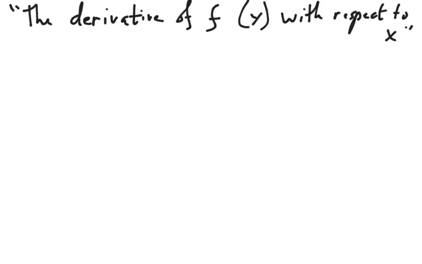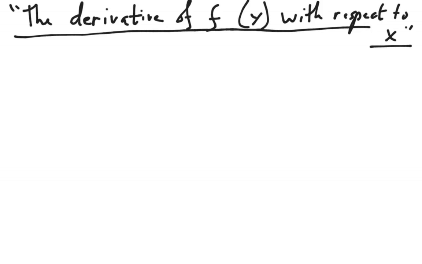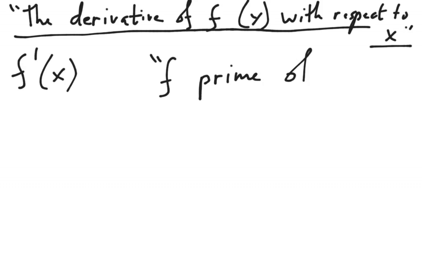The following will be all mathematical acceptable ways to say the following sentence. The derivative of f, or y, with respect to x. Here they are. That's the one we saw before. Here's how we say it. F prime of x, or just f prime for short.